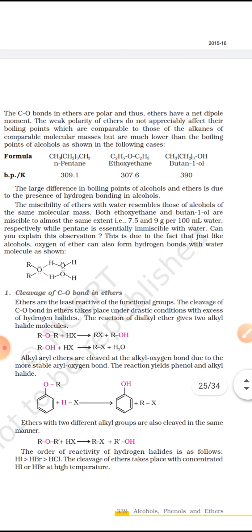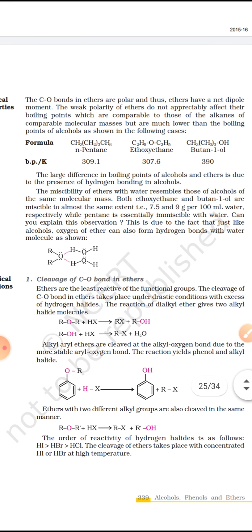Next is the solubility of ethers in water. Ethers resemble the alcohols in solubility because ethers can also form a hydrogen bond with water. If we compare ethoxyethane and butan-1-ol, they are miscible to almost the same extent in 100 ml of water, while pentane, which is an alkane, is essentially immiscible in water.